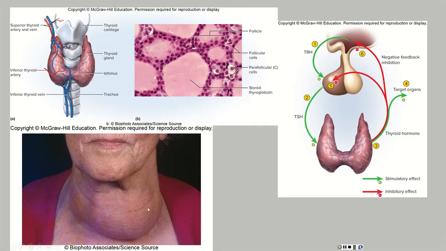So that's one type of hyperthyroidism. Let's talk about hypothyroidism. You can get something called myxedema. Now, there's lots of different types of hypothyroidism, but we're going to talk about some of the things that they all have in common.